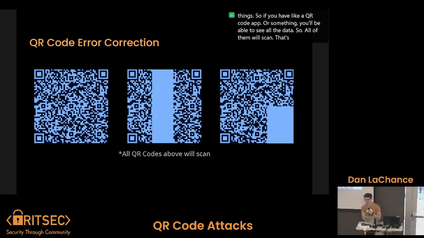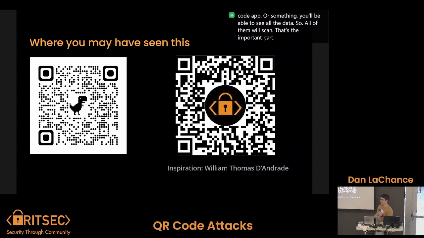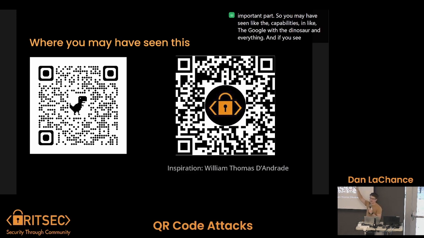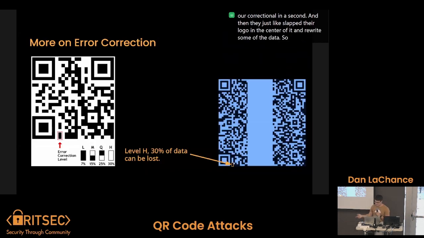That's the important part. So you may have seen the error correction capabilities in the Google dinosaur and everything. And if you see one of these QR codes with a logo in the middle, pretty much what they do is they just have a high error correction level, which I'll get into in a second. And then they just slap their logo in the center of it and overwrite some of the data.